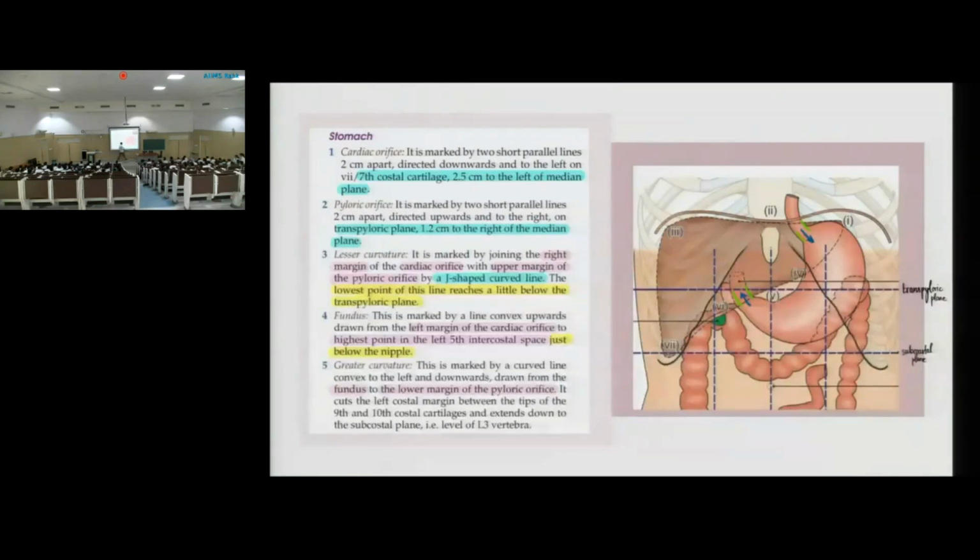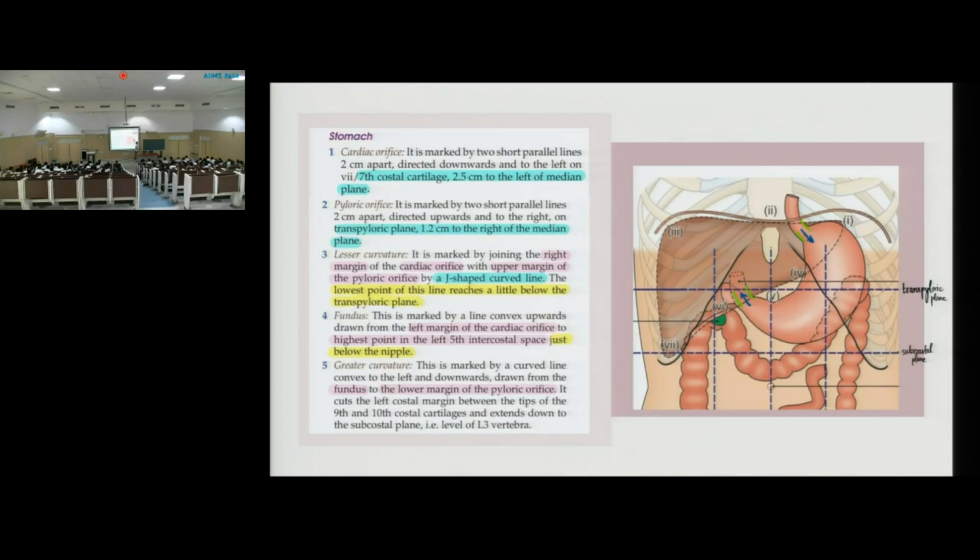First and foremost, let's go into this part. This is the cardiac orifice. How do we identify the cardiac orifice? We have two parallel lines directed downwards and towards the left. At what level are we discussing this? At the 7th costal cartilage, not the intercostal space, because there is no 7th intercostal space. And where is it present? 2.5 centimeter to the left of the median plane. First point is clear: the cardiac orifice.